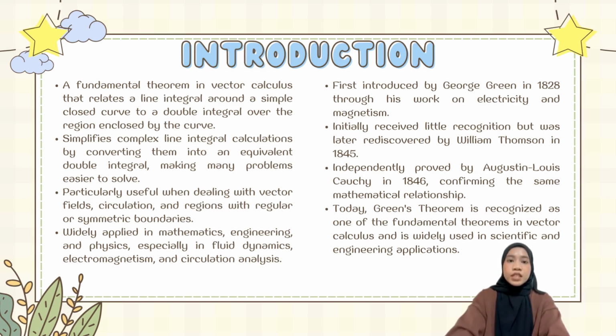The theorem was first introduced by George Green in 1828 through his work on electricity and magnetism. Although his work received little recognition during his lifetime, it was later rediscovered by William Thomson in 1845. Around the same time, Augustin Louis Cauchy independently proved the same mathematical relationship. Today, Green's theorem is recognized as one of the most important and widely used theorems in vector calculus.